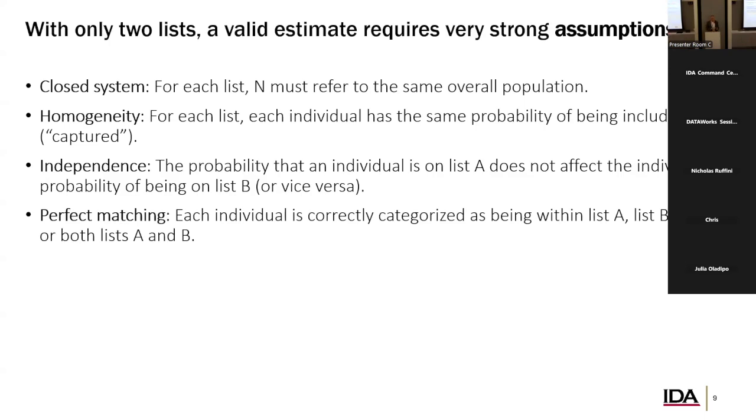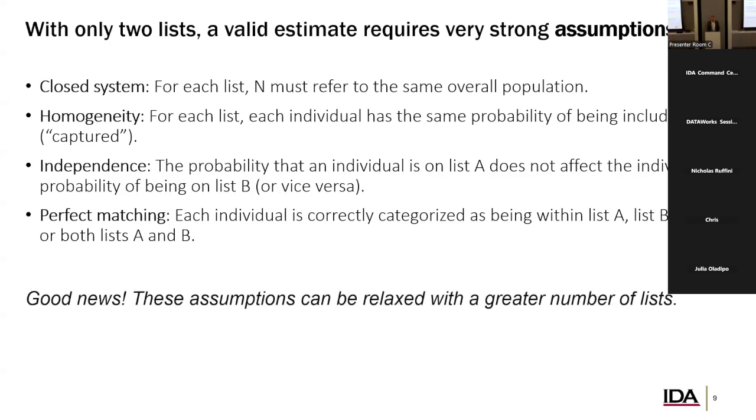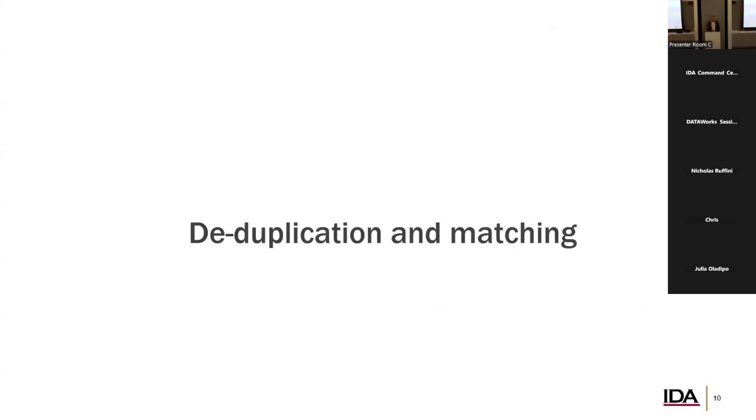And then perfect matching. We have to know that if we're looking at an event or a person on list A, and it's also in list B, we need to be able to know that it's the same person or event, and keep track of that, because that's what makes this whole thing work: the linking of events or people or animals across lists. The good news is that as we get more and more lists, instead of just 2 or 3 or 4 or 5, as that number of lists and sources goes up, we can relax a lot of these constraints, and they're not nearly as troublesome as the 2 list case example that I did.